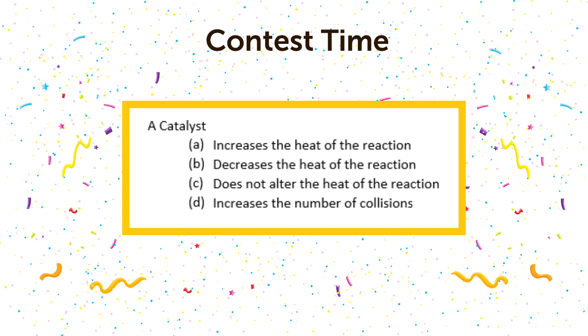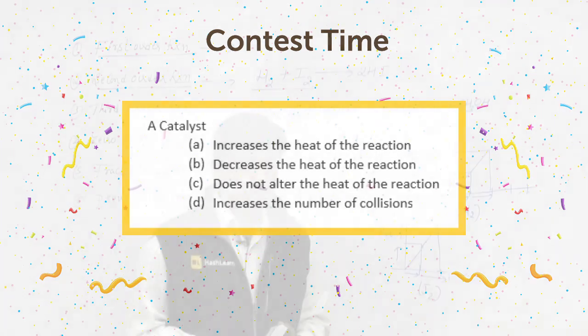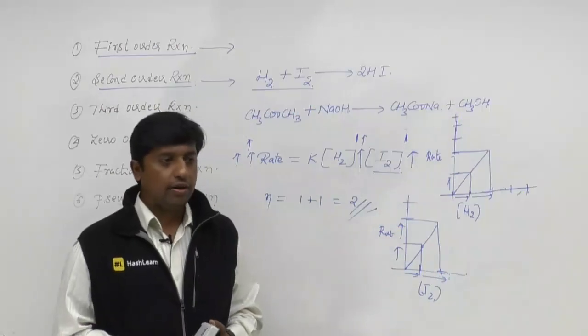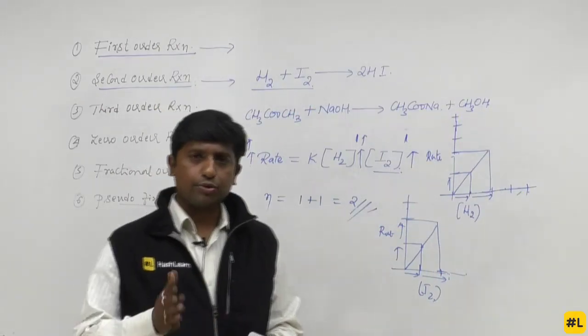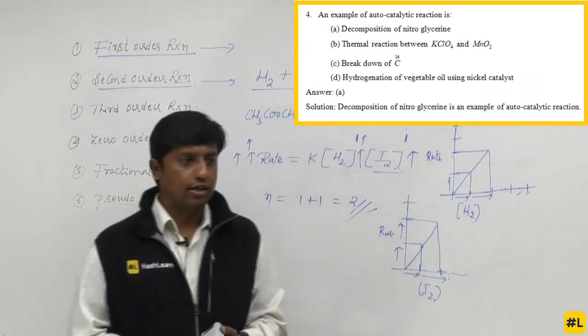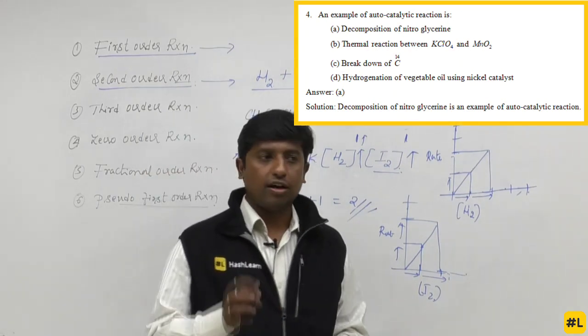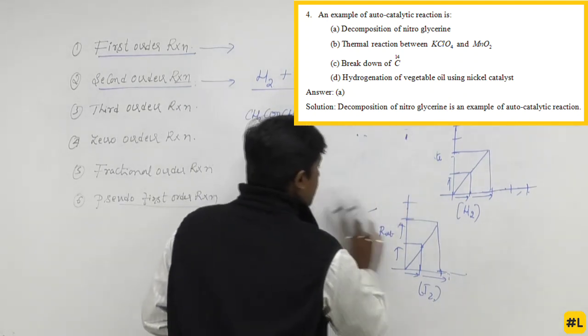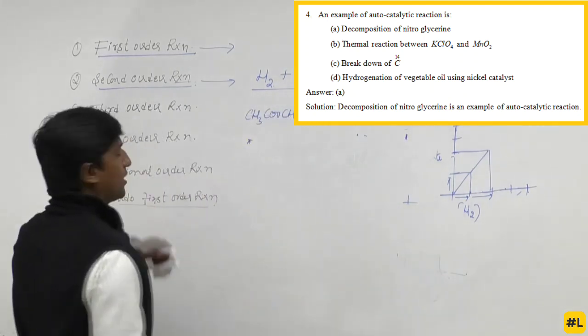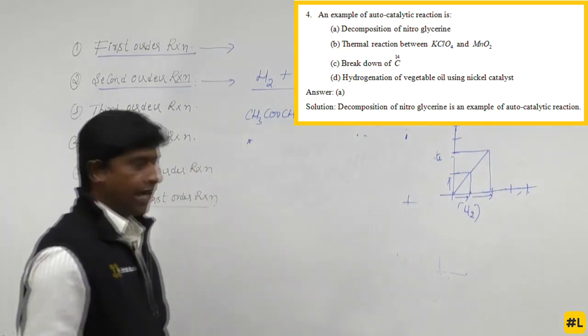Okay. In the last class, I gave a CPP question: which is an example of autocatalysis reaction. Many of the students have not answered this particular question. First of all, what is autocatalysis? Let me discuss this question, then after that I will go again to the third order reaction.